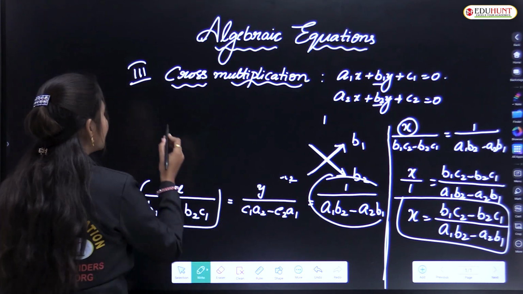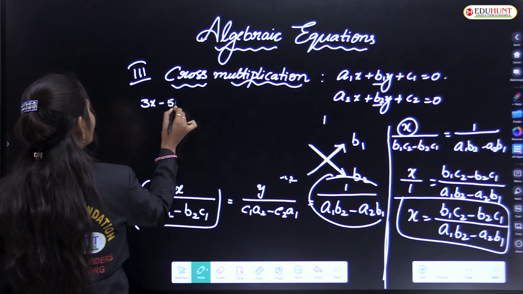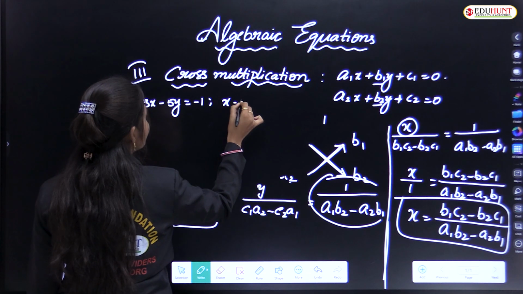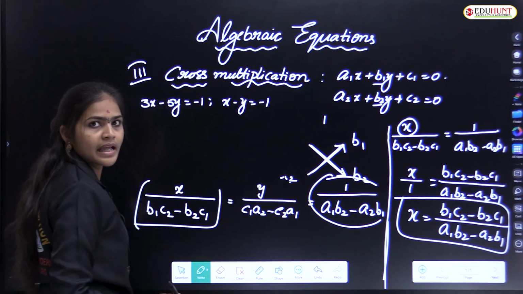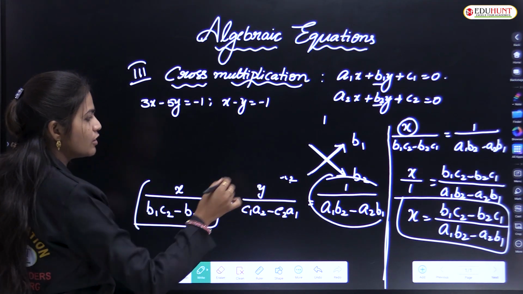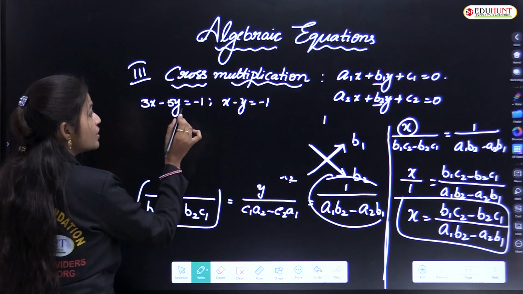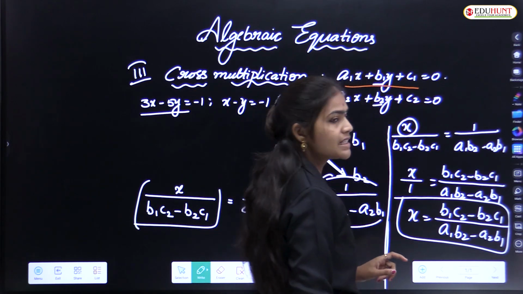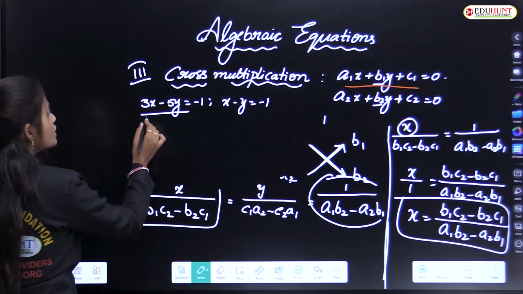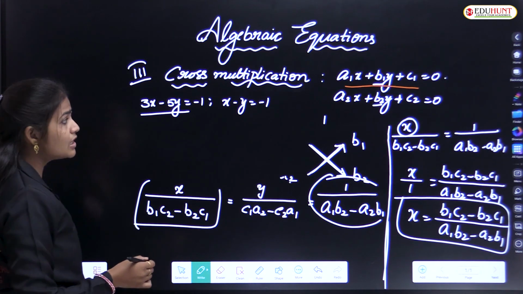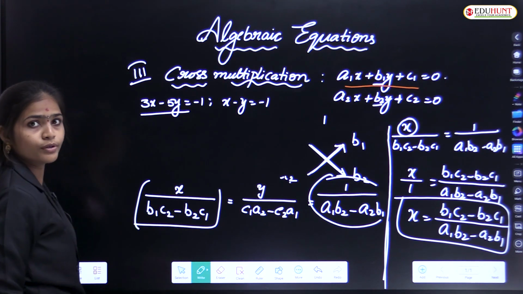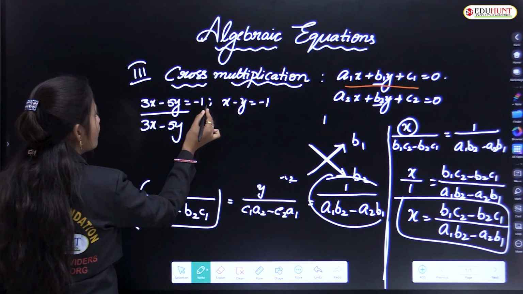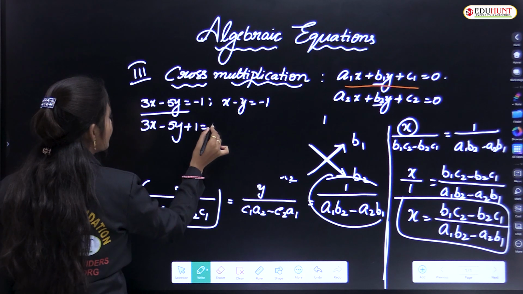Which equations did we take previously? That is 3x minus 5y is equal to minus 1. Another one is x minus y is equal to minus 1. So substitute those values here. First, the given equations we need to convert into the form a1x plus b1y plus c1. This is not in that form; it should be equal to 0, but here it is not. So first convert this: 3x minus 5y minus 1 becomes plus 1 is equal to 0.